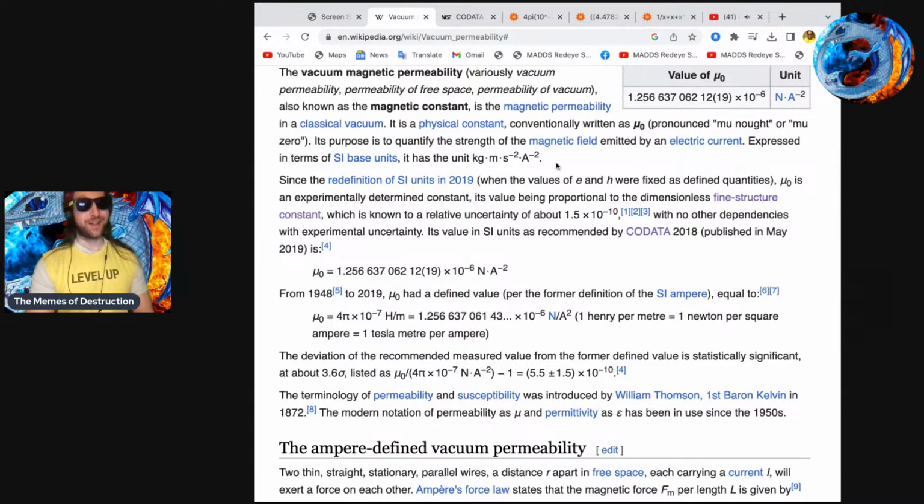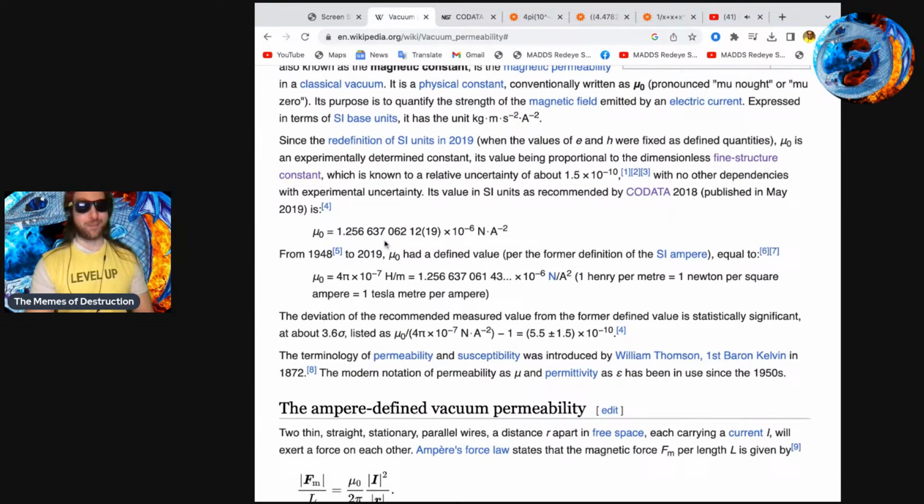Mu naught is an experimentally determined constant. Its value being proportional to the dimensionless fine structure constant. Oh, that's that whole 1 over 137-ish thingy. Yeah, which is known to a relative uncertainty. Oh, AKA, we're still not sure. Yeah, so, long story short, basically they've changed it. Here, the deviation of the recommended value from the former defined value is statistically significant at about 3.6 sigma. Just note that for a moment.